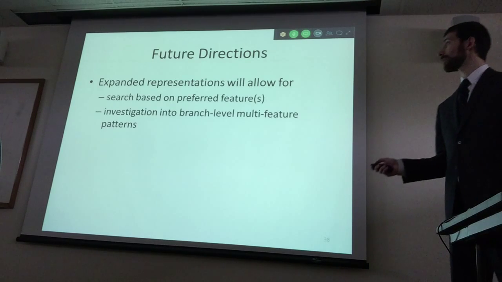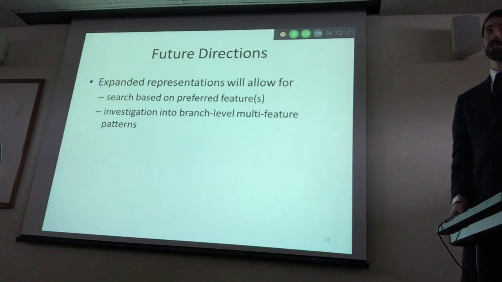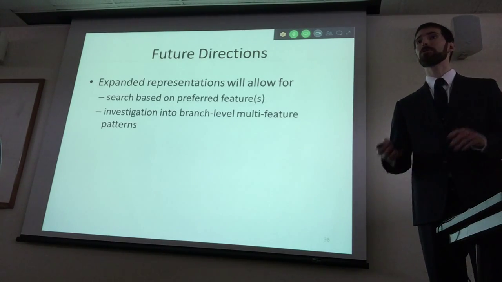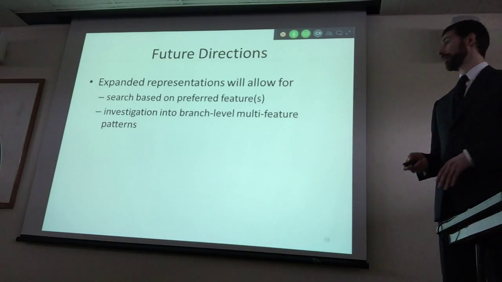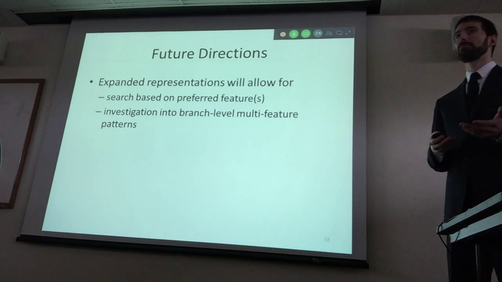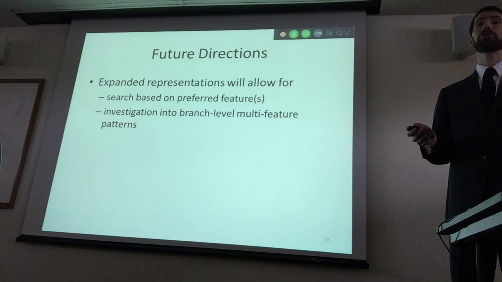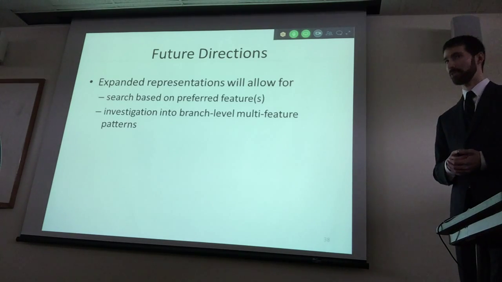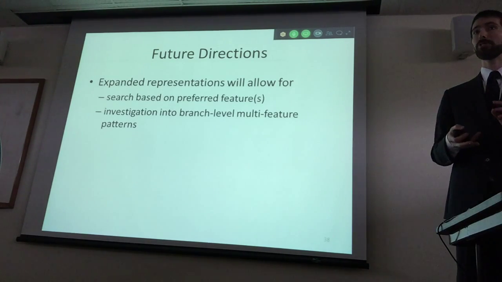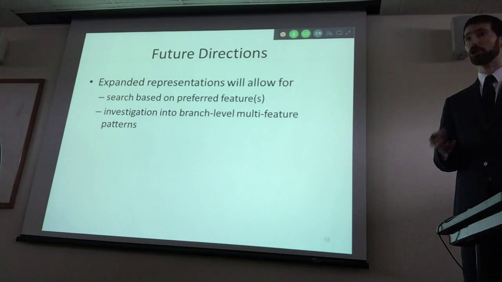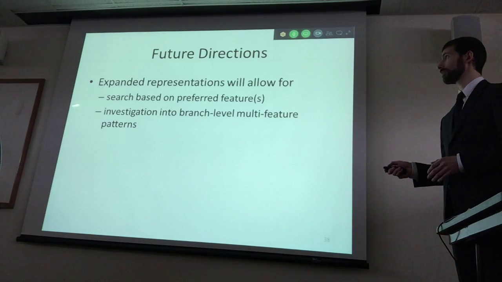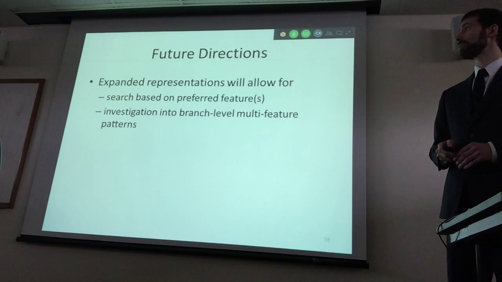So in the future, we really would like to look at an expanded representation with branching angles, with tortuosity, and really whatever someone might be interested in. It would even be great if we could have measures of, say, spine densities or particular protein densities. Those sorts of things could also be really useful. And by doing that, we could investigate branch-level multi-feature patterns.